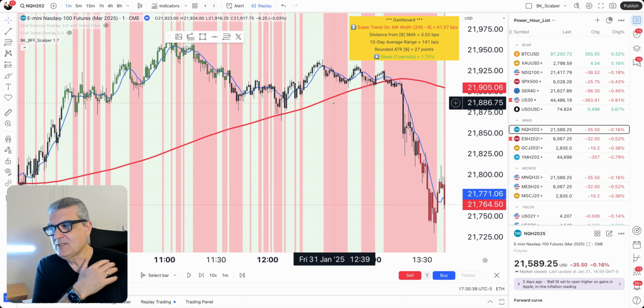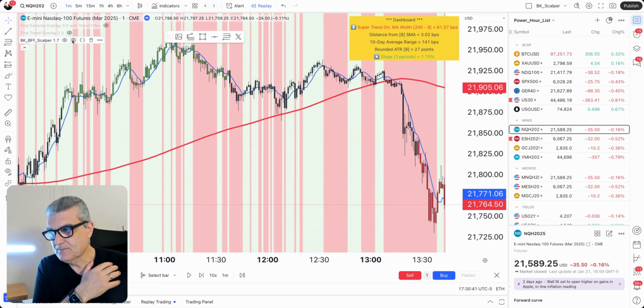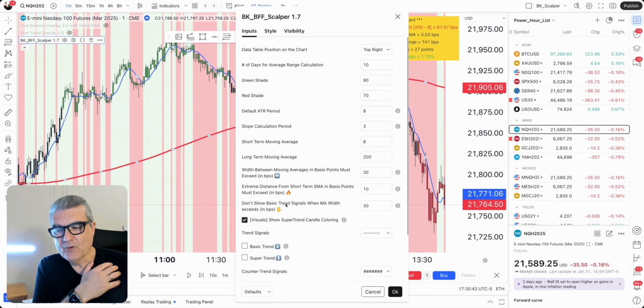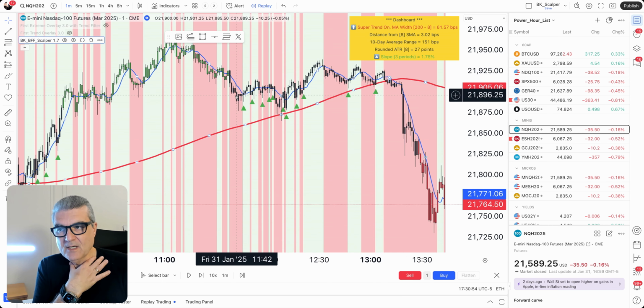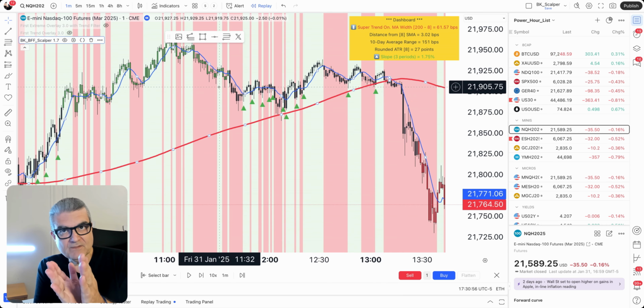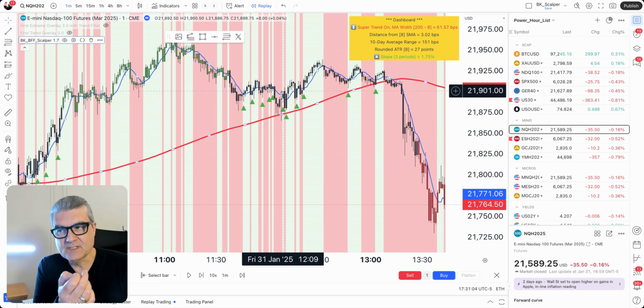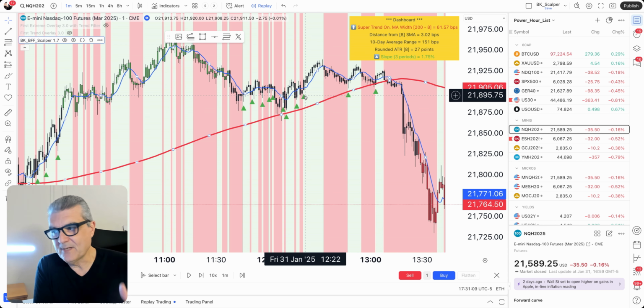Now, going into the actual signals, there are 4 types of signals. I've unchecked them all because I wanted to just get a clean chart. First of all, there is the basic trend signal. And this is simply a signal that's going to appear when moving averages are not far wide. They're like 30 basis points or less. Again, that setting is set up there. And those are simply single buy, single sell signals that you can do. This is your bread and butter signals.